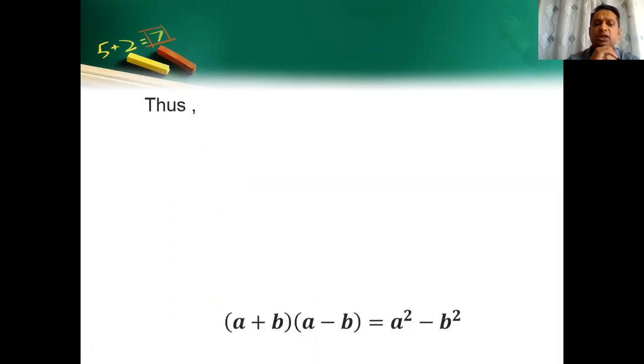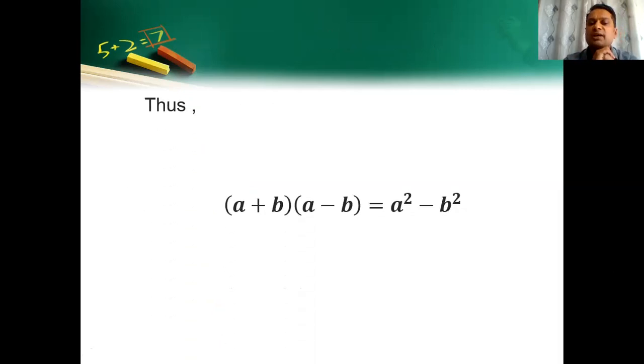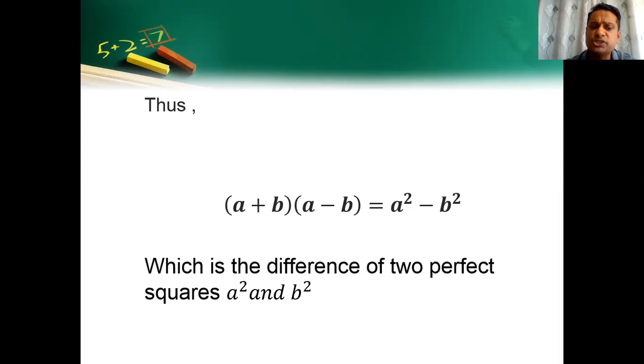Thus, a plus b times a minus b can be expressed as difference of two squares. That is a times a, a squared, b times b, b squared. This identity is very important. a plus b times a minus b is equal to a squared minus b squared, which is in fact the difference of two perfect squares, a squared and b squared.